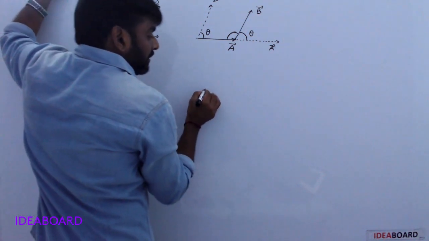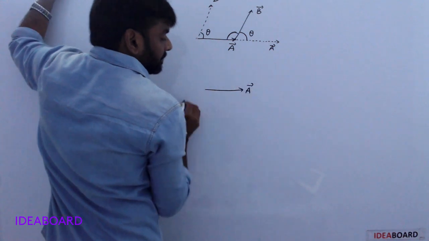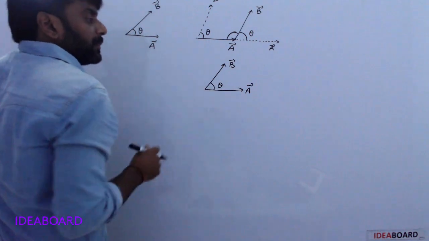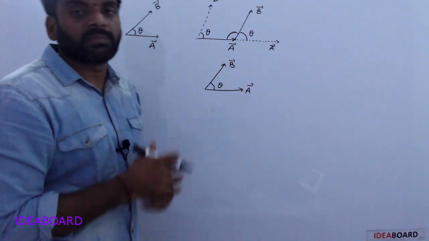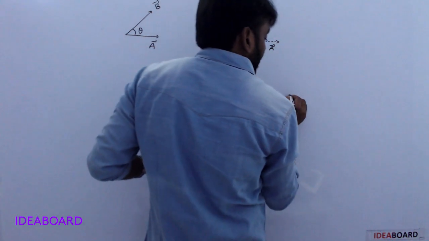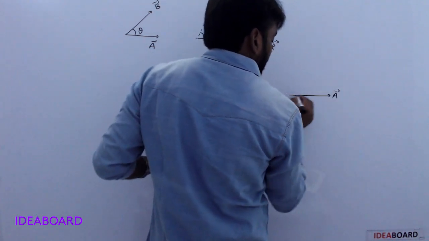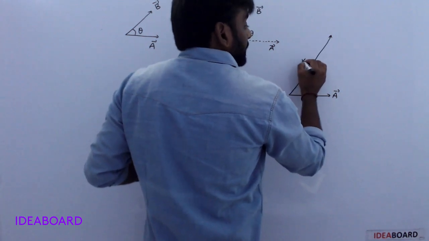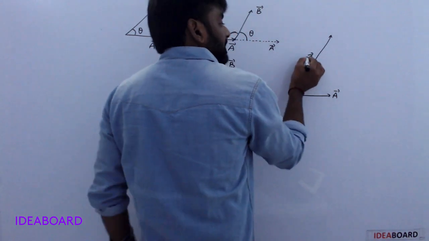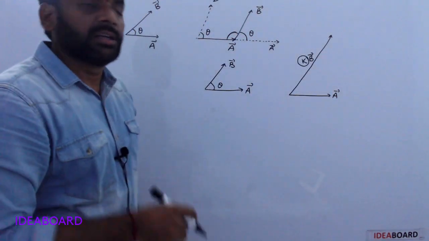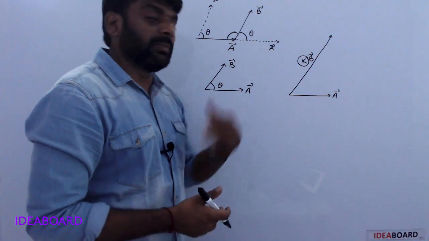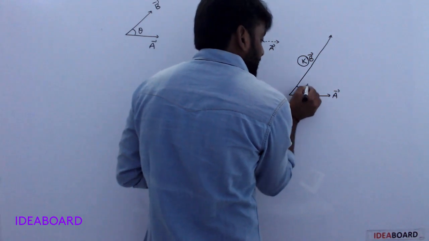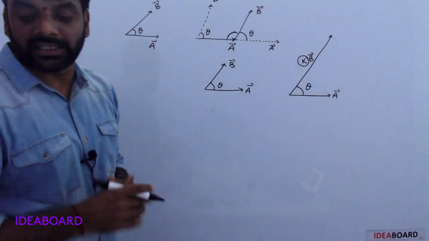Next, here A bar, B bar, the angle is theta. Now B bar is multiplied with some positive constant, K, so K into B bar. Its magnitude increases, but there is no change in its angle.